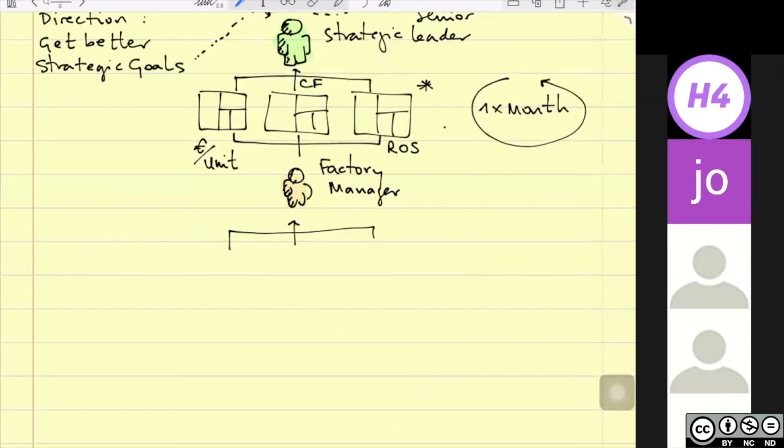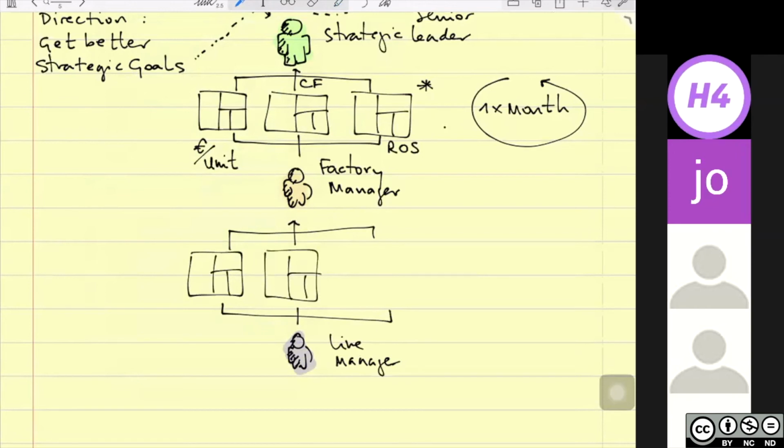Breaks down this information into easier or less complex units. And so the line manager is taking the information and is going to report every week. So 4 times faster.